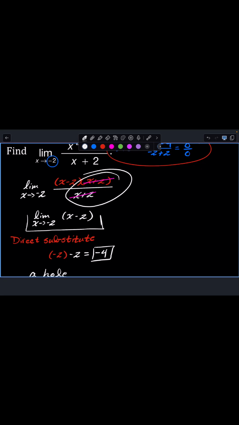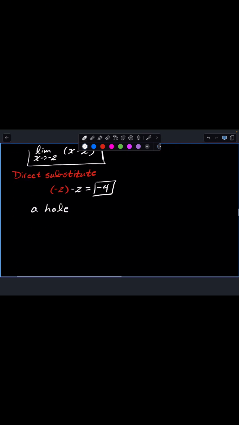Where? At x equals -2, right? That's the factor that got canceled, the x plus 2. So the hole was actually at -2. So now we know there was a hole at (-2, -4). Hence the reason why we got an indeterminate form, because the limit was actually approaching a hole. And remember, the limit can exist at a hole, right? Okay.